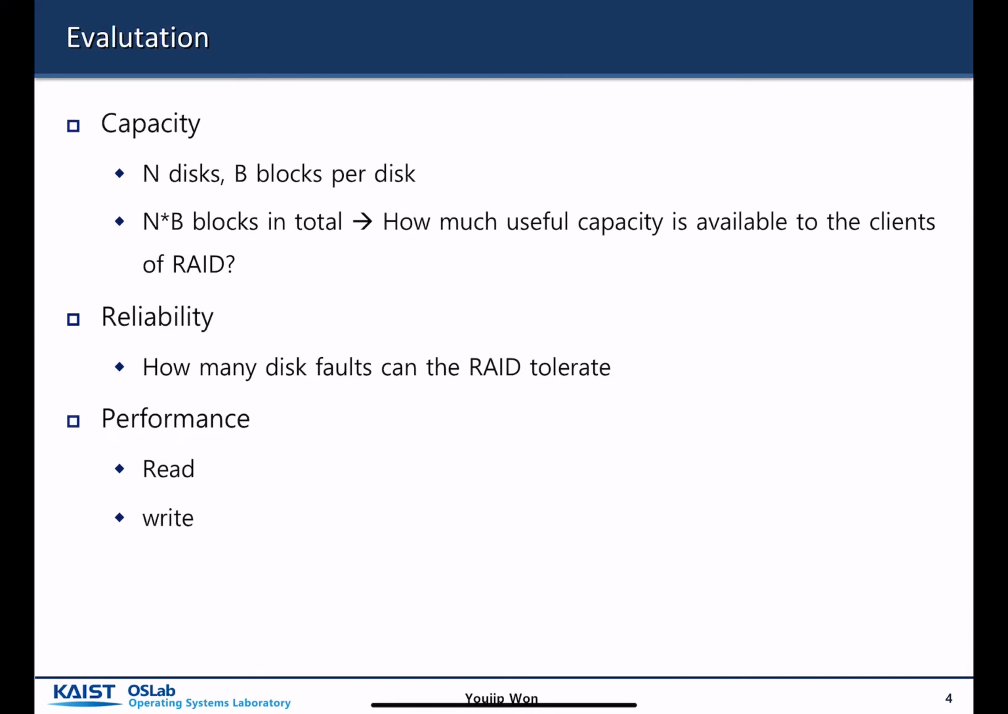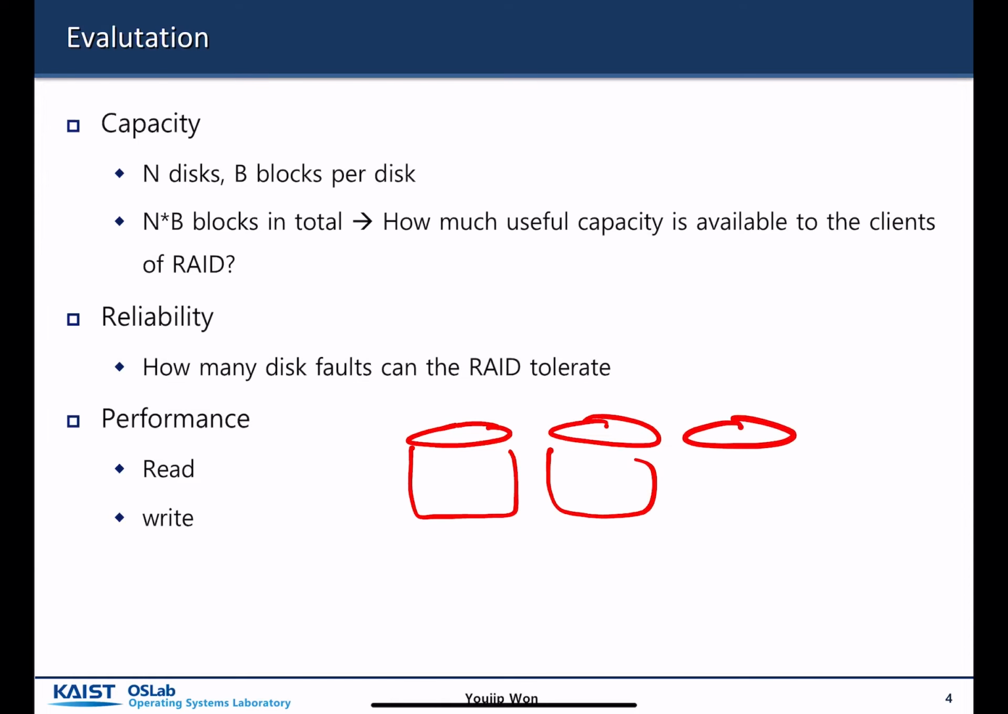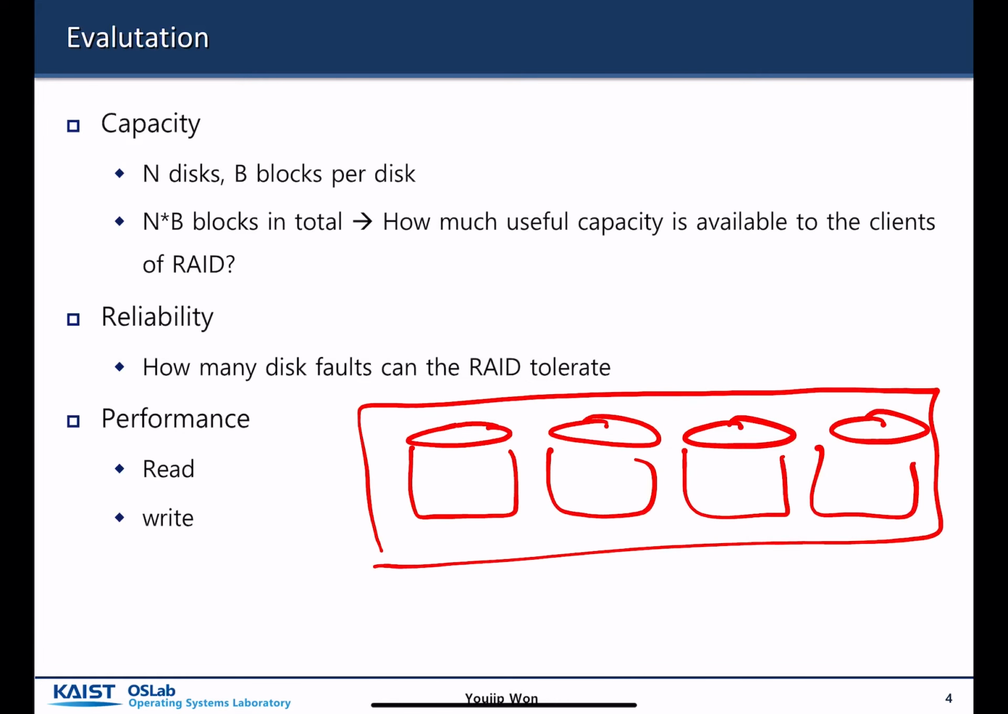RAID is a technique to use multiple disks as a single disk. So let's say there are 4 disks, and we use them as a single disk. Then ideally, the capacity of this RAID system is, let's say each disk can contain B bytes, and the total number of disks is 4. Then the capacity of the 4-disk RAID system is 4 times B. However, in this case, there comes a reliability problem. If one of them fails, then the whole disk system fails.